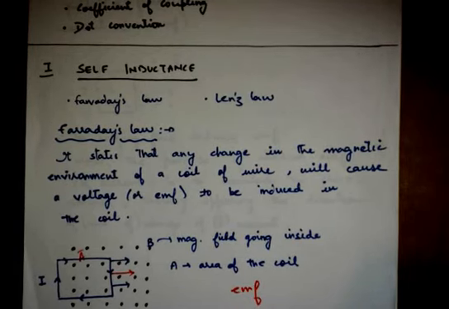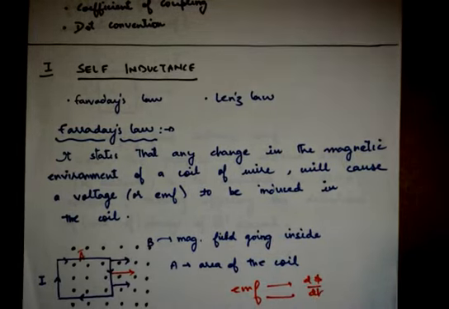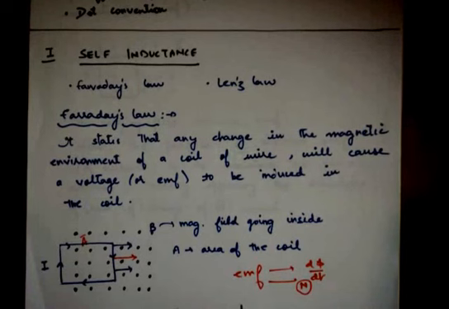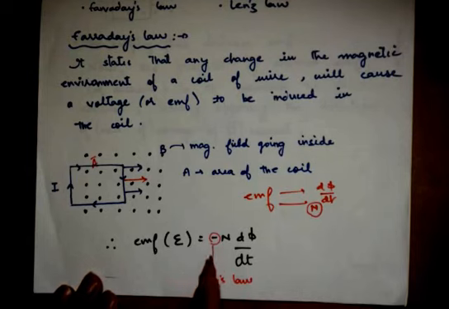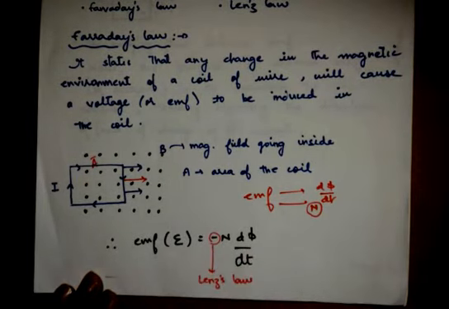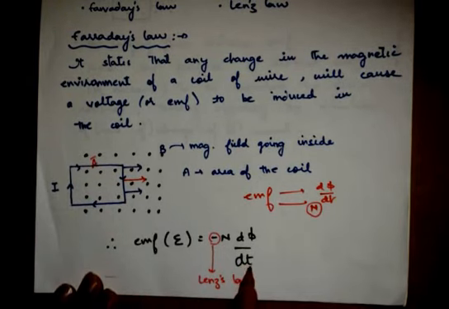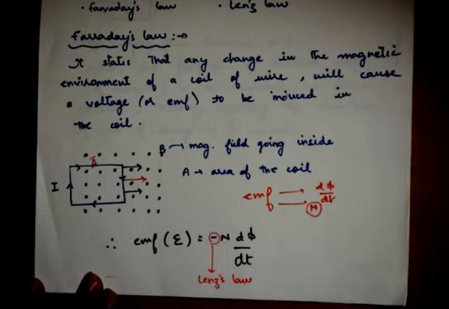Now this EMF will depend upon two factors. First, the rate of change of the flux, and second, the number of turns in the coil. Therefore, we can say that the EMF, epsilon, is equal to minus n d phi by dt, where n represents the number of turns in this coil and d phi by dt is the rate of change of the flux. This minus sign represents Lenz's law.